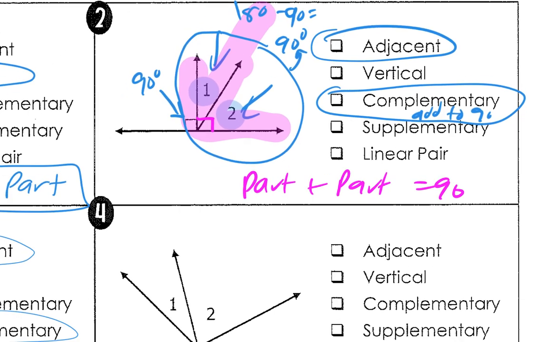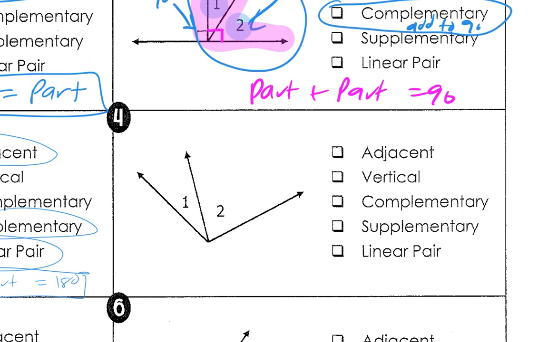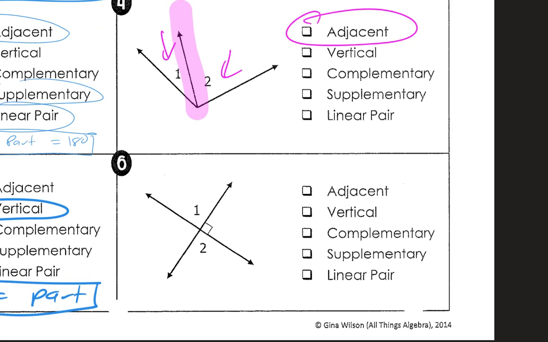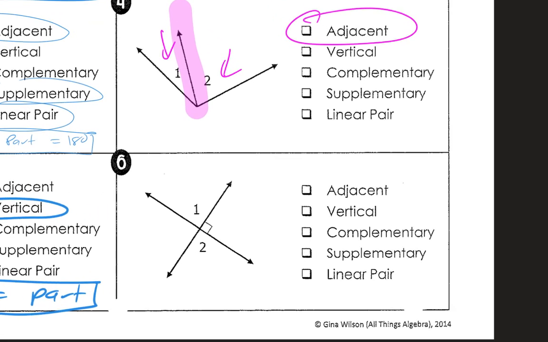All right, next, let's look over here. What about these? 1 and 2 are, that's right, adjacent to each other, because they share that side in between. Okay, are they vertical? No. Complementary? We don't know the measure of either because we don't see that. Supplementary? They don't make a straight line, they're not linear. Okay, and then our last one, 6. Okay, this is tricky. Pause this, see if you got this.